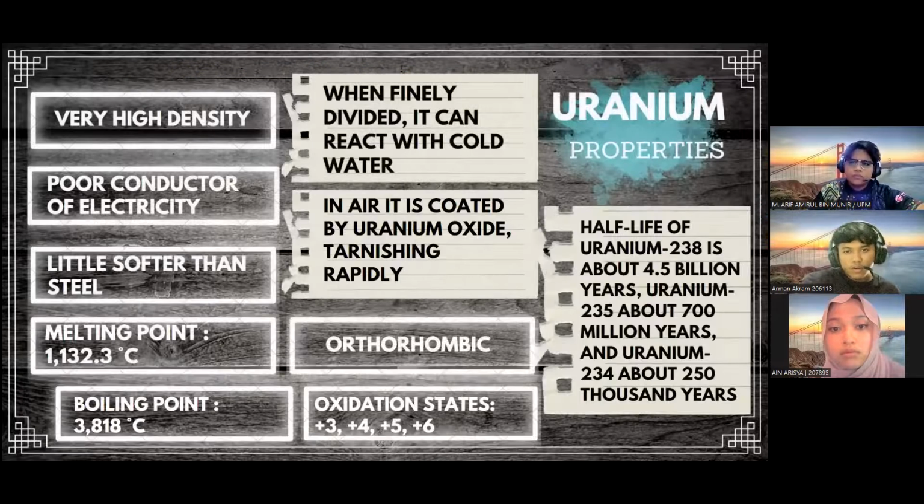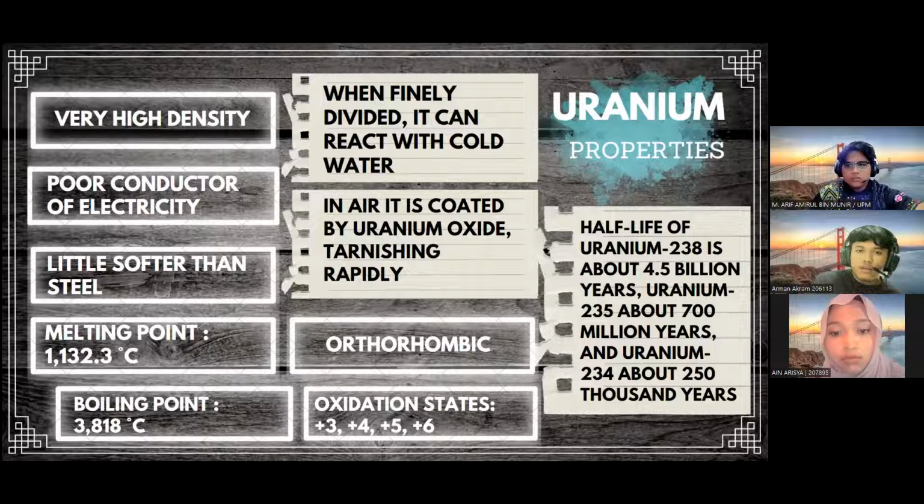So next we will talk more about the properties. Uranium has a very high density, is a poor conductor of electricity, and is also a little softer than steel. It has a high melting point of 1132.3 degrees Celsius, and a boiling point of 3818 degrees Celsius.